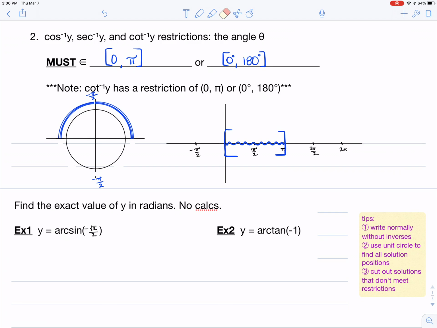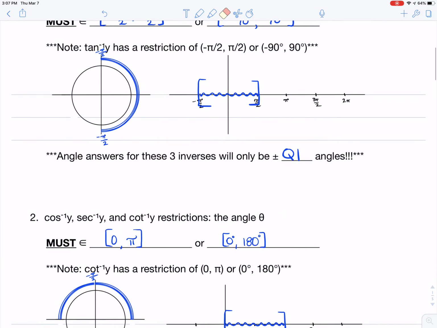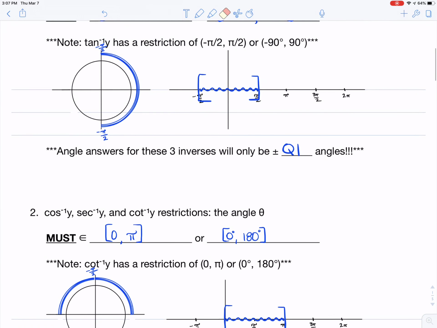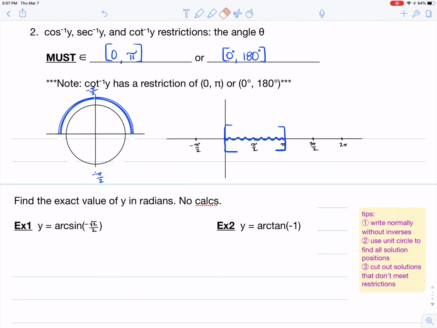Just one small note here, and it was also on the first restriction, but I didn't mention it. Your tangent and cotangent inverse are not allowed to include the end values of 0 and pi, or if it was tangent inverse, the end values of negative pi over 2 and positive pi over 2, because those are undefined places. So it's just a small note. You're not really going to run into that much.